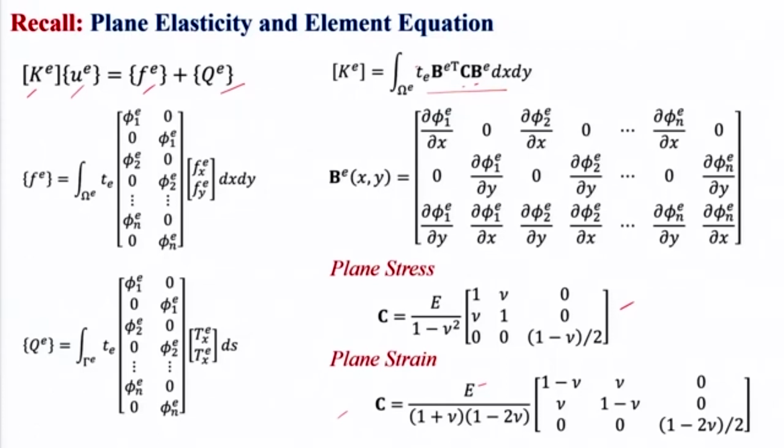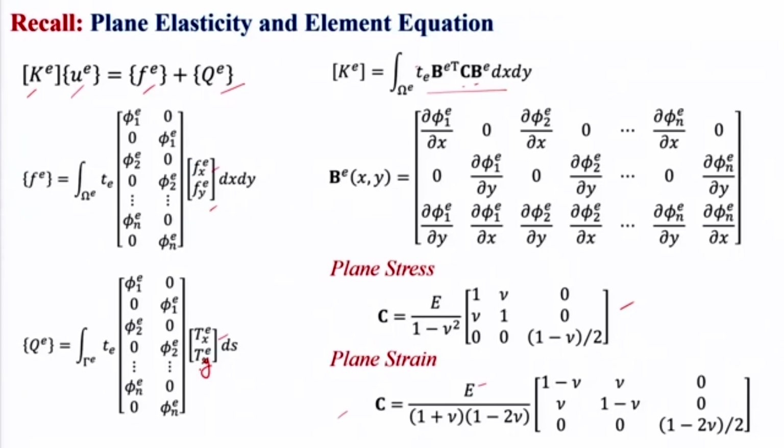Now, for plane elasticity problem, we had seen at every node we had 2 degrees of freedom, displacement in x direction and displacement in y direction. Therefore, our stiffness matrix here will be 2n by 2n, where n is the number of nodes in the element. And the body force term has 2 components, fx and fy. Similarly, the traction term has 2 components, tx and ty.